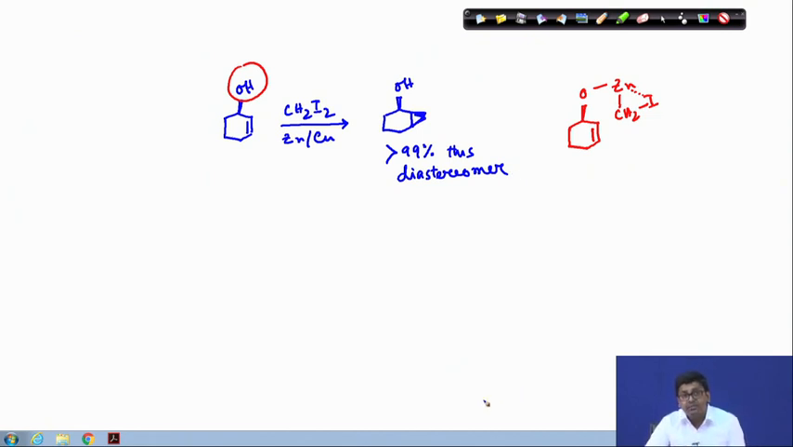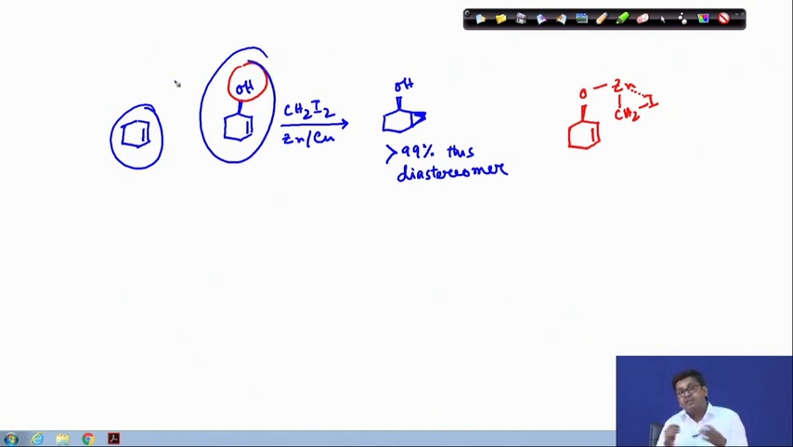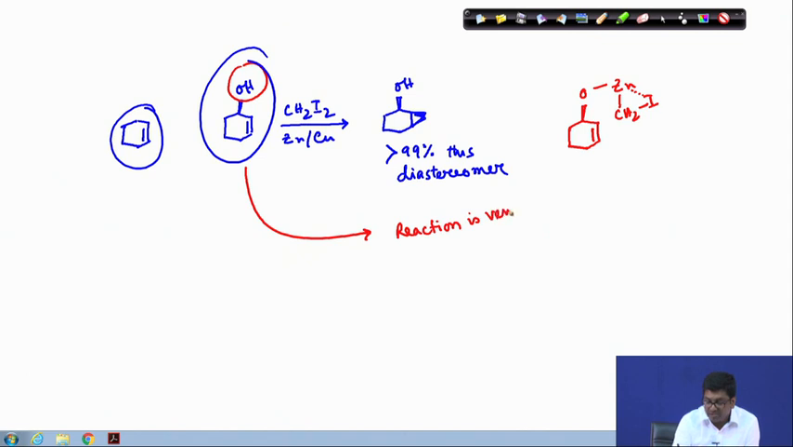Another very interesting aspect of this reaction is that this reaction is much faster, almost 100 times faster than its unfunctionalized precursor. If we compare the cyclopropanation of these two derivatives under similar conditions, then the experimental result says that the reaction of this allylic alcohol is very fast.